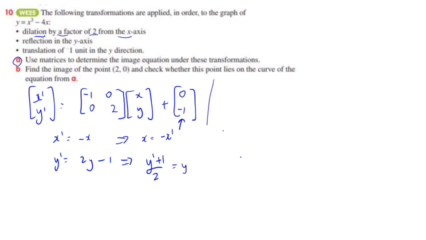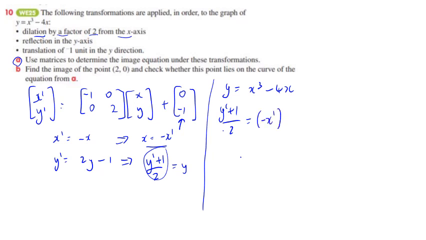Once I've done that, it's a matter of substituting in to our equation. So our equation was y is equal to x cubed minus 4x. Okay, what are we to do? Well, we just sub in this part here first. So y dash plus 1 over 2 is equal to, maybe it's a little bit tricky, but where we've got the x's, we need to sub into both of them. So this becomes negative x dash all cubed minus 4 times, we're going to have to replace the x here as well, minus x dash right there.